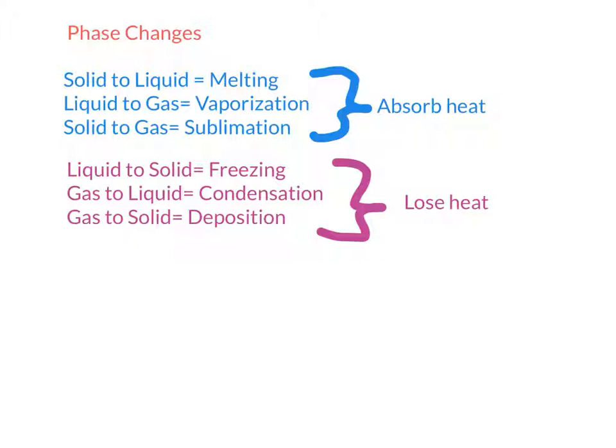There are also different phase changes. When a substance goes from a solid to a liquid, it's called melting. A liquid to a gas, vaporization, and a solid to a gas is sublimation. These three reactions absorb heat. When a substance goes from a liquid to a solid, it's freezing, gas to liquid is condensation, and gas to a solid is deposition. These three lose heat.